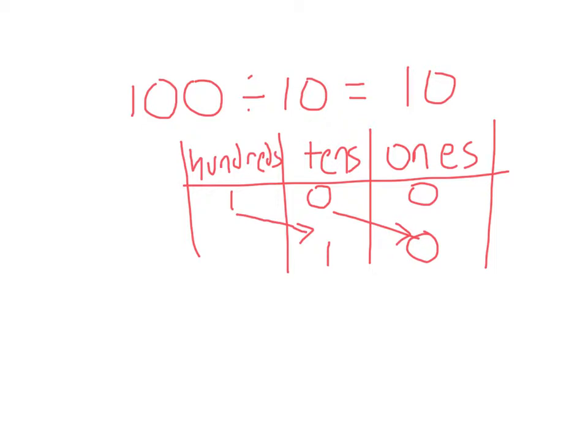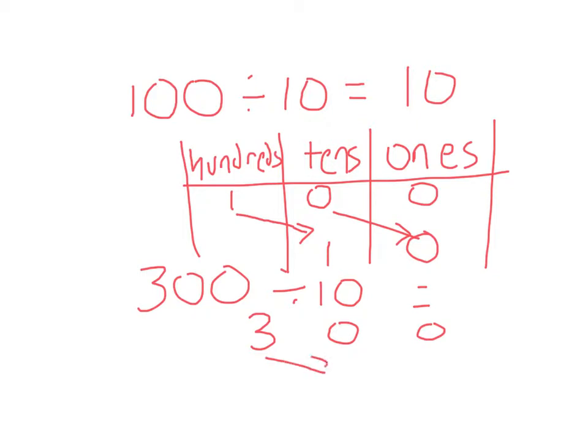So the same type of thing, if we had 300 divided by 10, thinking about how many tens are in 300, we would end up getting 30. We would do the same type of thing, where we had 300, and we would shift each of those digits one place over because we are dividing by 10.